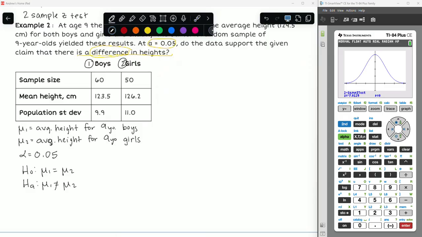It's a claim between two means where I'm given the population standard deviation. So I want to use a two-sample z-test. So let's go ahead and draw our picture and set up our two-sample z-test.